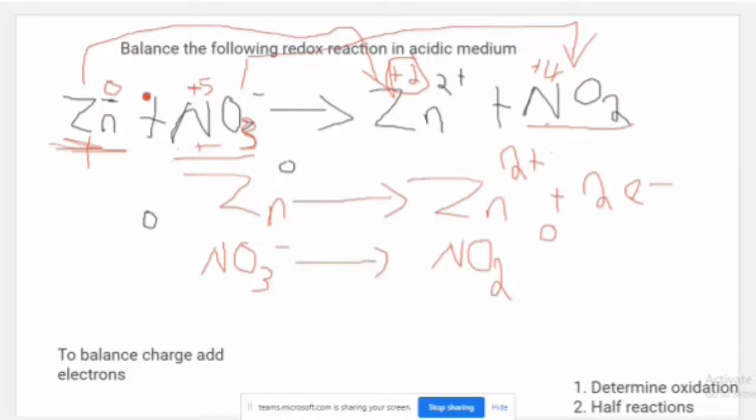Is it clear? In short, you have added -2 to zinc. So if the charge is 2, the overall charge is going to be 2 plus -2, which is going to be 0. So then we've balanced it. Yes, charge is now balanced.